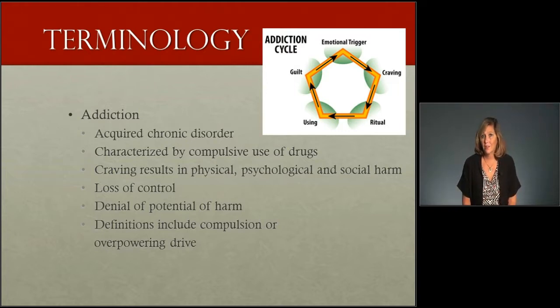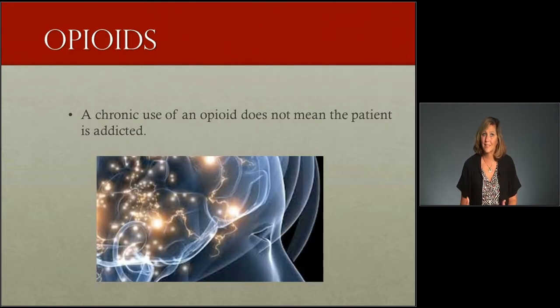So when you look at what characterizes addictions, it is that compulsive use. It's the craving, it's the physical, psychological, and social harm that results from this craving, and they still continue to crave it. So they can lose their house, they can lose their loved ones, they can lose their family, their job. They still crave the drug, whatever that drug or that substance may be. So really when we look at an addiction, it's a loss of control. It's a denial of their potential harm. They'll say, hey, I didn't need that, or I don't need to go there, or that's okay. And they continue going for the drug, even though their life is falling apart or they've lost their job. So really when we look at addiction, the majority of the definitions are going to include something that has to do with compulsion or an overpowering drive that they have to have that substance.